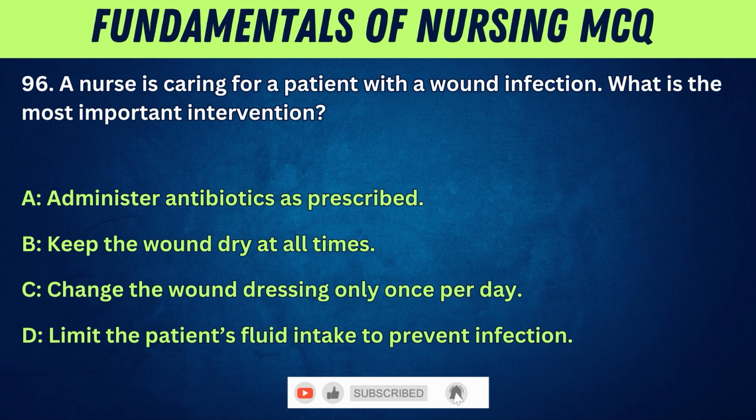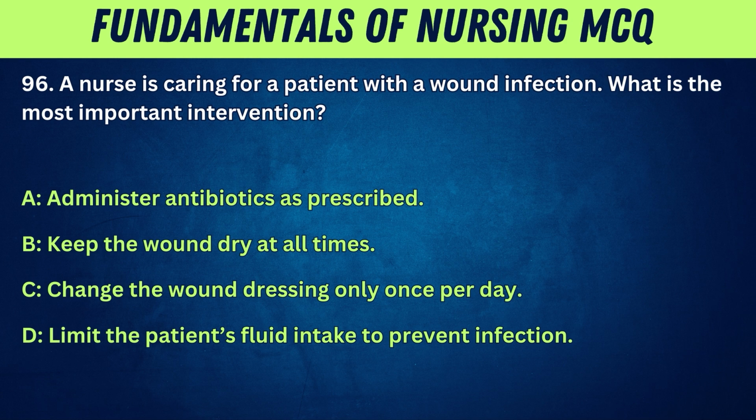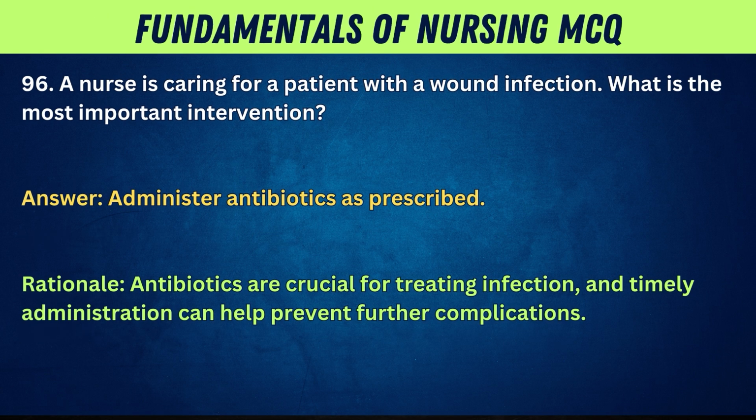96. A nurse is caring for a patient with a wound infection. What is the most important intervention? A. Administer antibiotics as prescribed. B. Keep the wound dry at all times. C. Change the wound dressing only once per day. D. Limit the patient's fluid intake to prevent infection. Answer: administer antibiotics as prescribed. Rationale: antibiotics are crucial for treating infection, and timely administration can help prevent further complications.